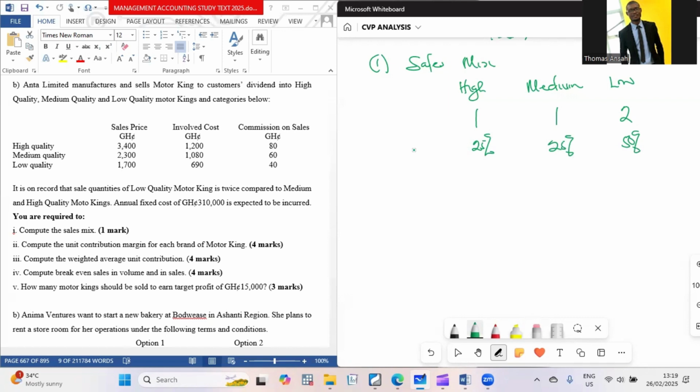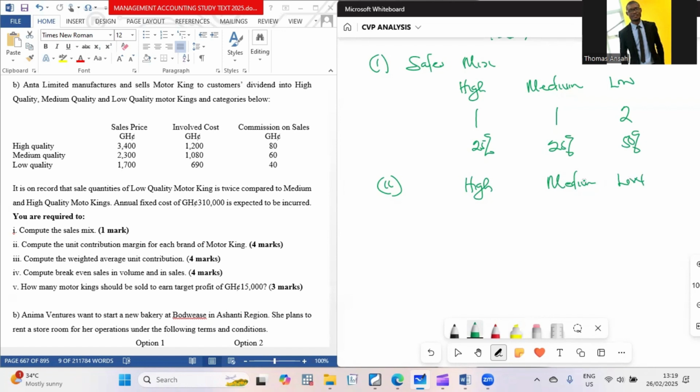Then you are told to compute number 2, unit contribution, right? I hope by now you remember the unit contribution. So we have high, medium, and low. And you are meant to do unit contribution. You remember contribution is simply your sales minus variable cost. Then you get your contribution. All right, so basically, that is that.